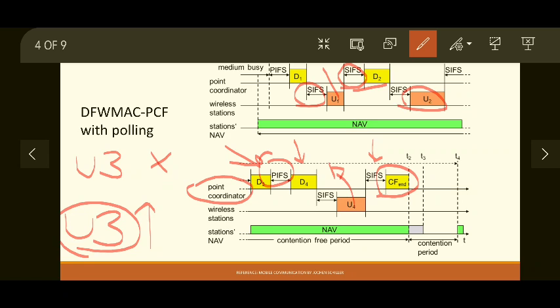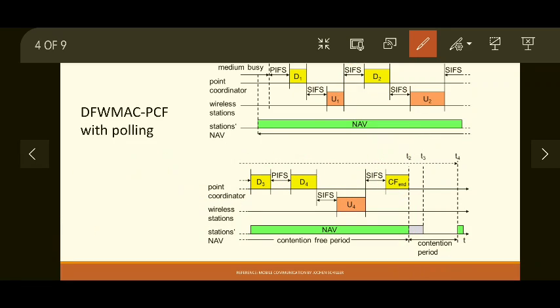So here at T2 it has ended, so it can access the medium in the contention period using other mechanisms such as CSMA-CA, that is part of DCF, or RTS-CTS, that is again based on the DCF. Okay, now this is how it works. Now important thing, what is T3 and T4? T4 marks the end of a super frame. So T4 is the end of a super frame.